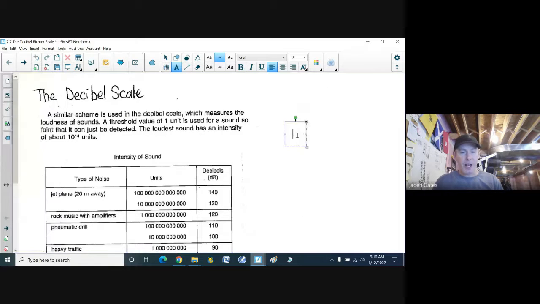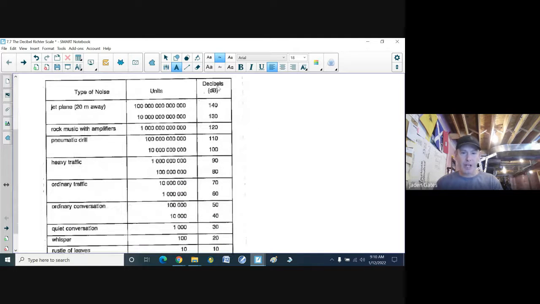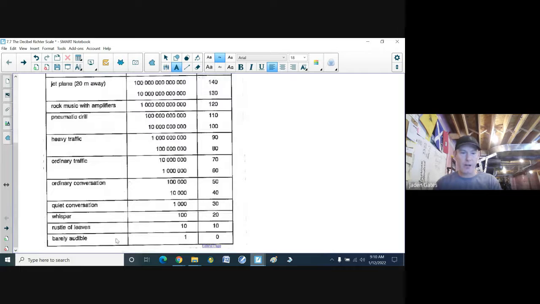Now, the other scale we're going to look at is the decibel scale. A little Canadian trivia here, it's named after the inventor of the telephone, who happens to be Canadian, Mr. Alexander Graham Bell. That's the Bell name for company. But here's the decibel scale, and you can see it starts at 0 down here, where you can barely hear it. Rustling of the leaves is a 10.